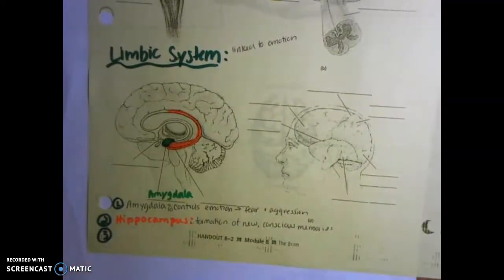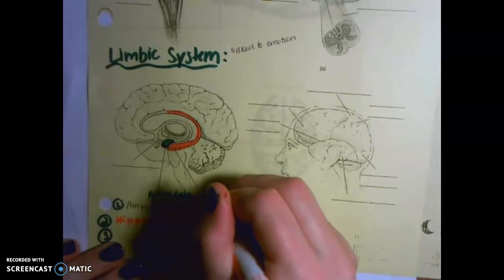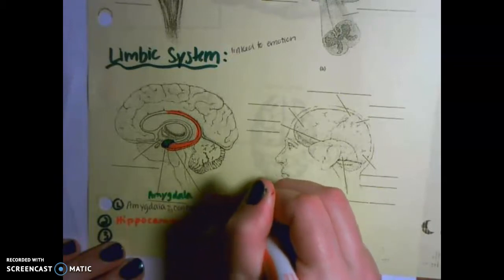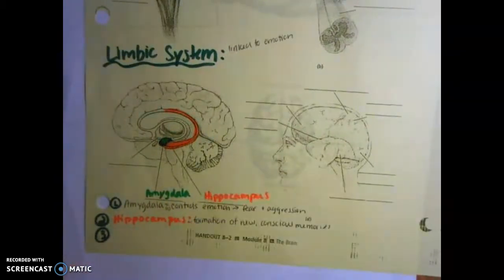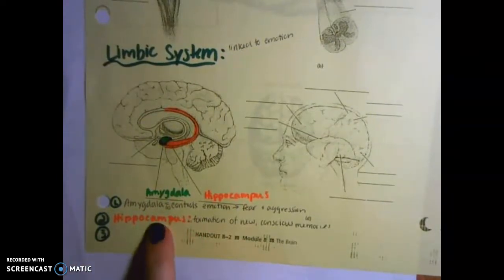And I'll label it right here. This line's showing you your hippocampus again. Okay. So your hippocampus processing new conscious memories. If you were to injure your hippocampus, right?